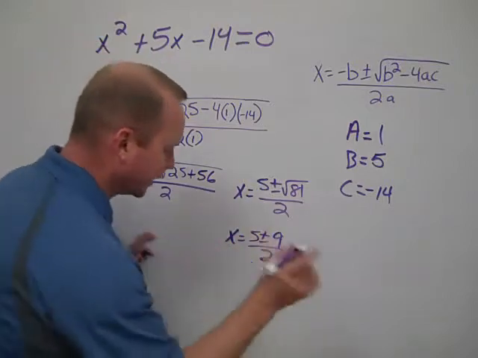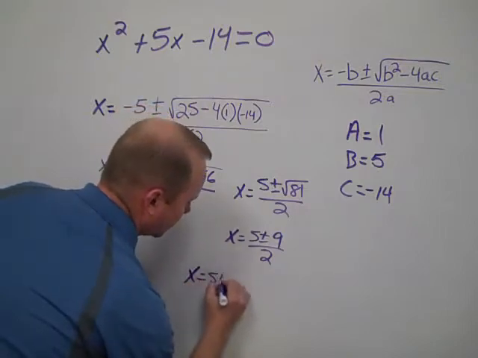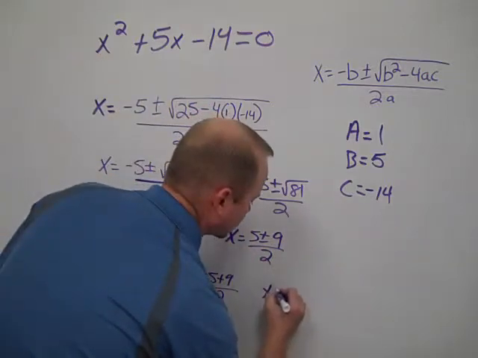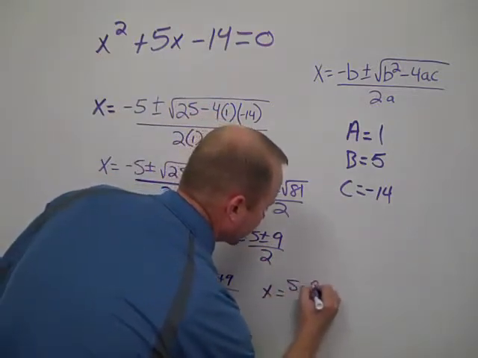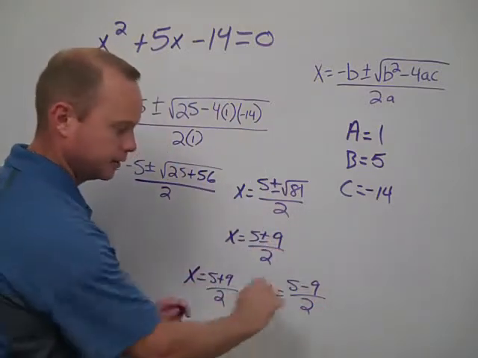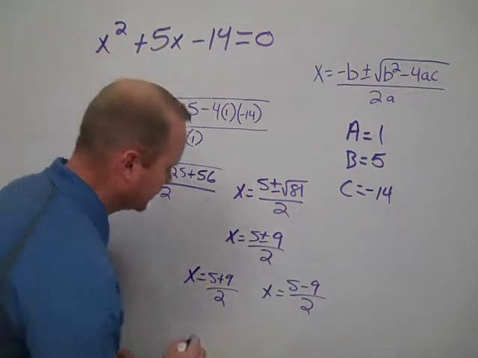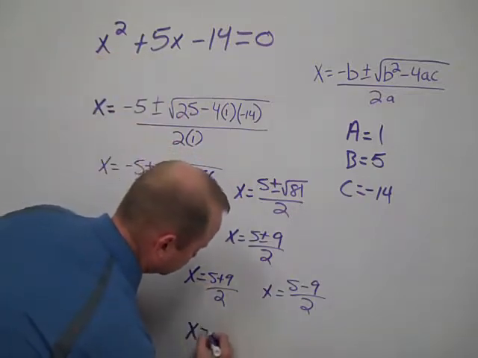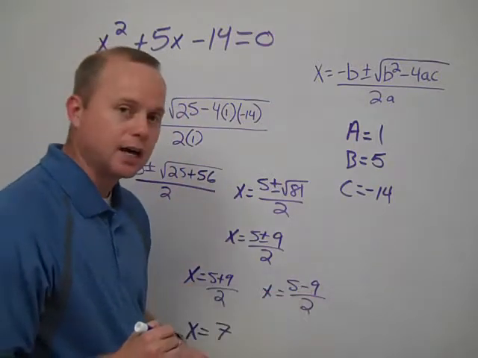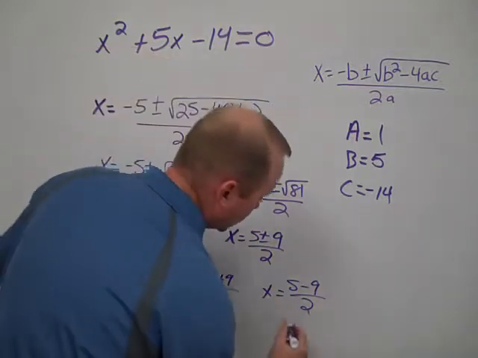Okay, now on this particular one, we got to kind of break it up into two equations. X equals negative 5 plus 9 divided by 2, that's my first one, and x equals negative 5 minus 9 all over 2. Remember, that's where my plus or minus comes in. Here's my plus, there's my minus. Negative 5 plus 9 is 4, divided by 2 is 2. X equals 2. And this one, negative 5 minus 9 is negative 14, divided by 2, gives me negative 7.